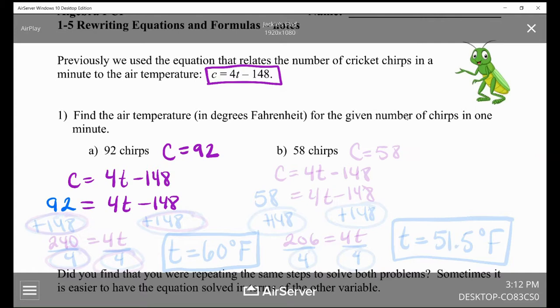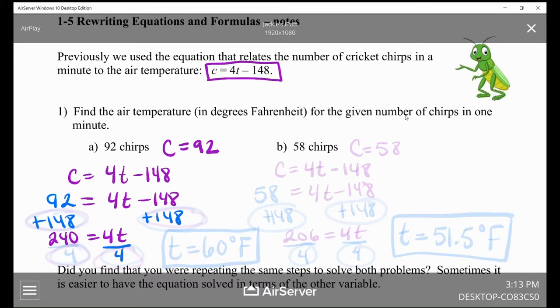First, because we're subtracting 148, we want to add 148 to both sides. 92 plus 148 is 240. So we have 240 equals 4 times T. So the inverse operation to solve would be to divide both sides by 4. So the temperature when we hear 92 chirps in 1 minute would be 60 degrees Fahrenheit.